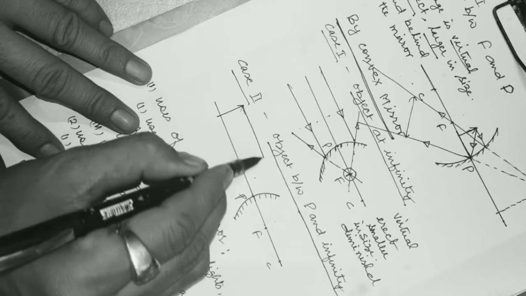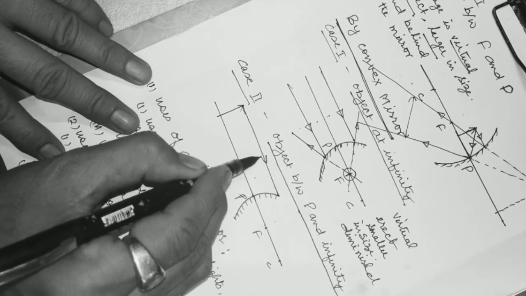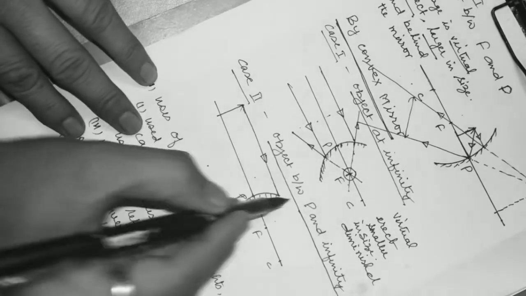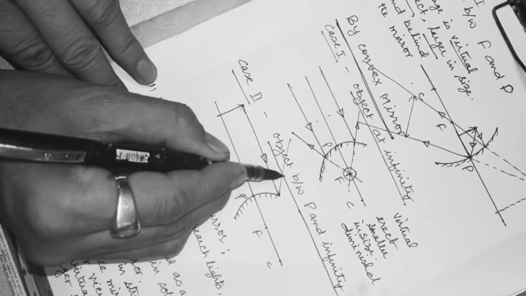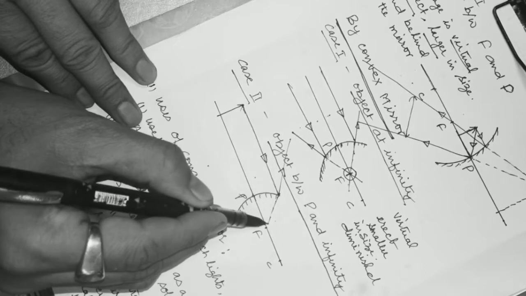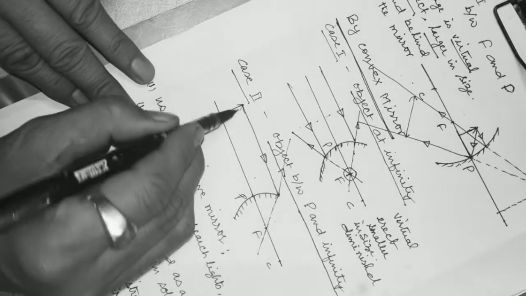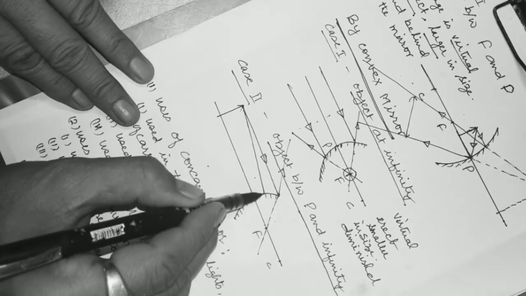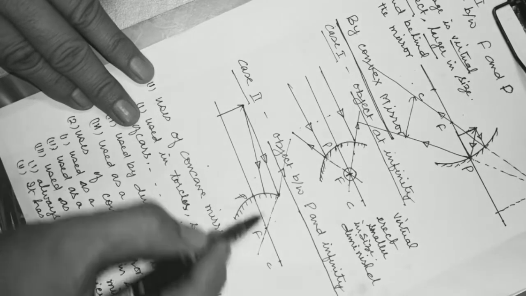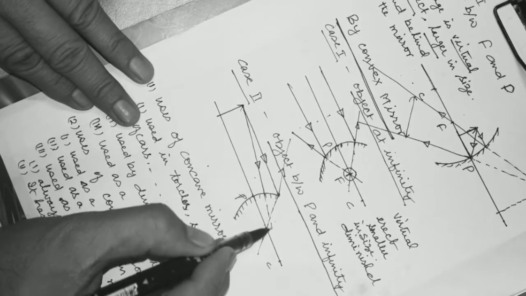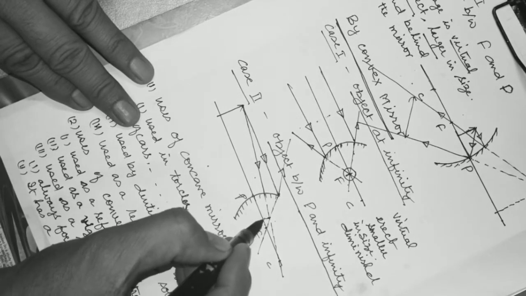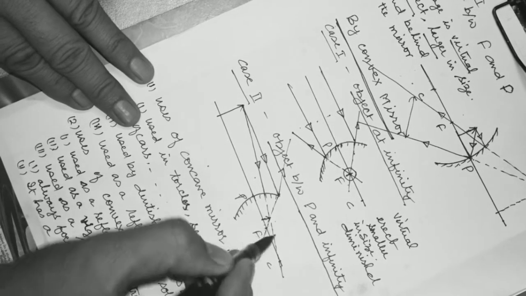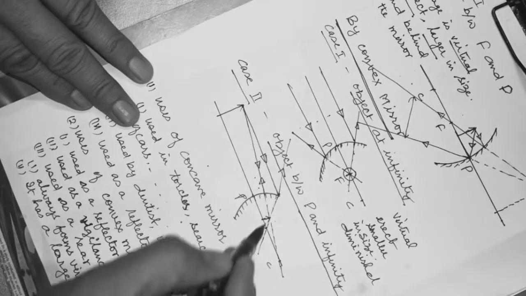So a light ray coming parallel to the principal axis, after reflection, the ray will get diverged this side, but it will appear to pass through a point, the focus. The second light ray, which appears to pass through the center of curvature, it will not actually pass, but it will appear to pass through the focus. So it will again retrace its path. The image is formed at this point.